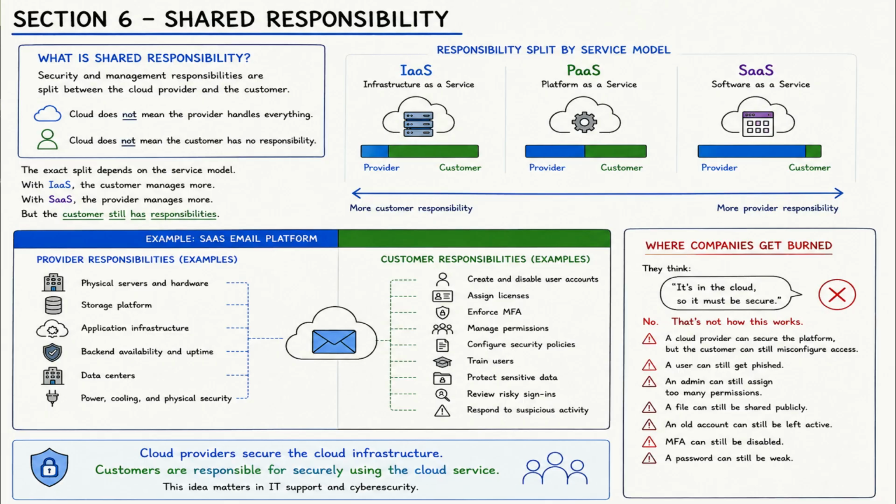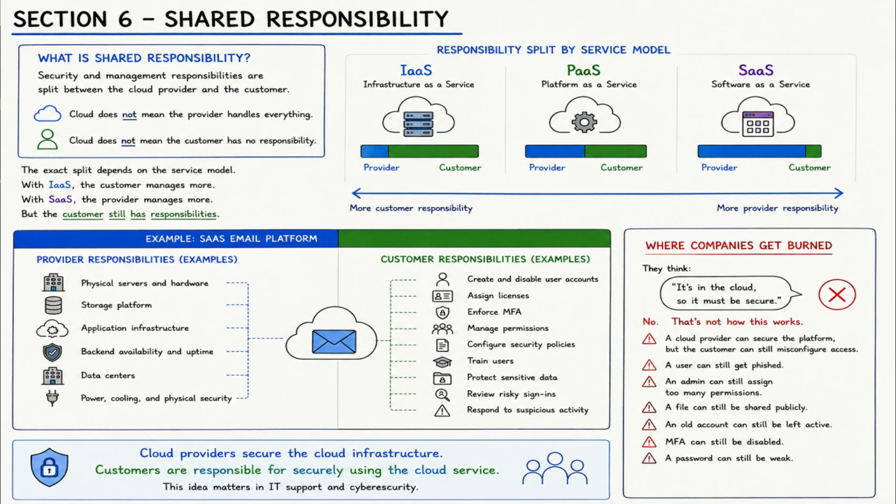With IaaS, the customer manages more. With SaaS, the provider manages more. But the customer still has some responsibility. For example, in a SaaS email platform, the provider may manage the physical servers, the storage, the application infrastructure, the backend availability, the data center, the power and cooling, but the customer may still be responsible for creating and disabling user accounts, assigning licenses, enforcing MFA, managing permissions, configuring security policies, training users, protecting sensitive data, reviewing risky sign-ins, and responding to suspicious activity.